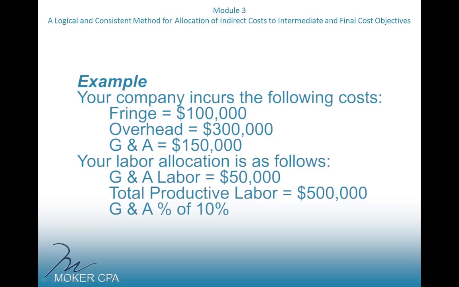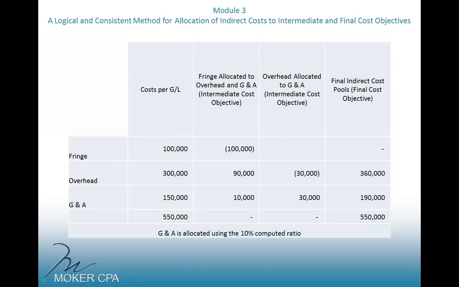Your company has determined that the most logical and consistent method of allocating overhead and G&A is to use the proportion of G&A labor over the total productive labor. This results in an allocation ratio of 10%. Let's go over another example. Your general ledger includes $550,000 in total indirect costs, $100,000, $300,000, and $150,000 to fringe, overhead, and G&A respectively.